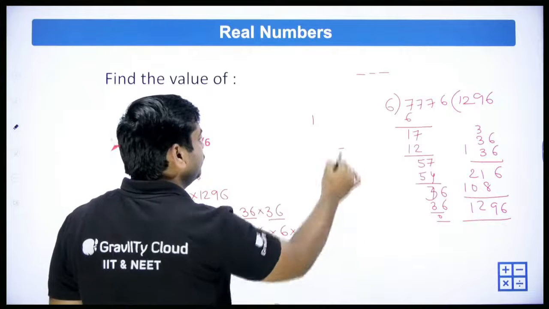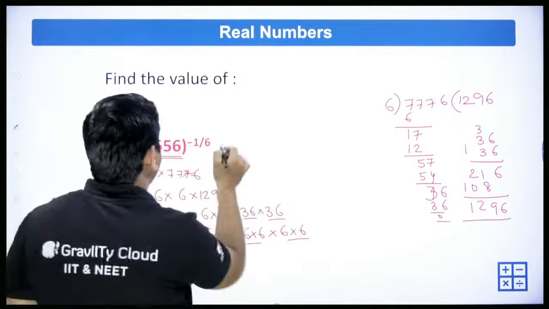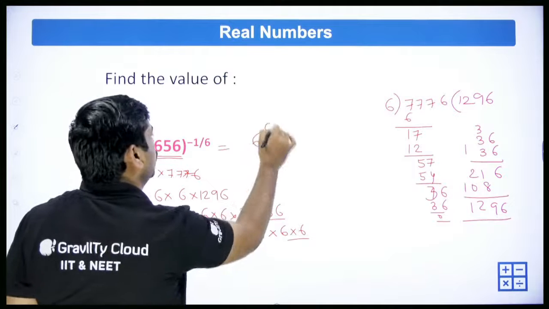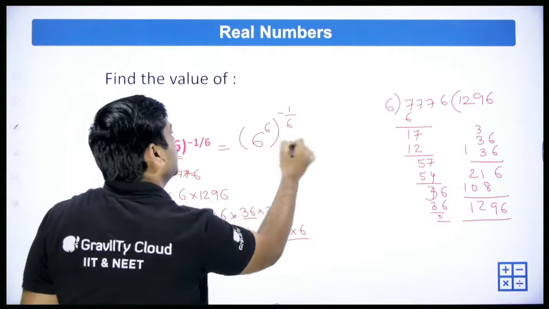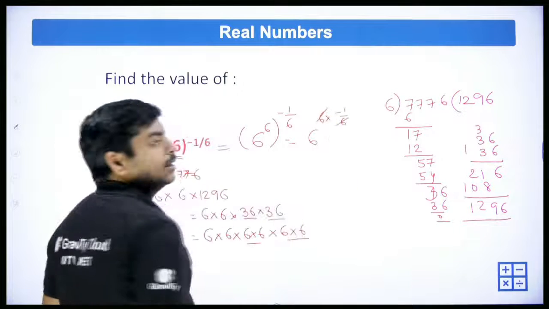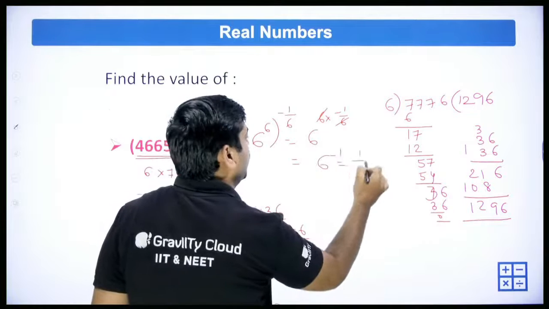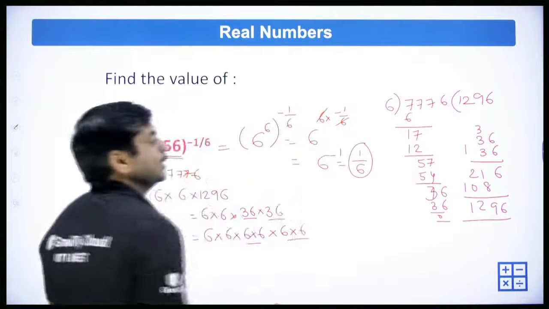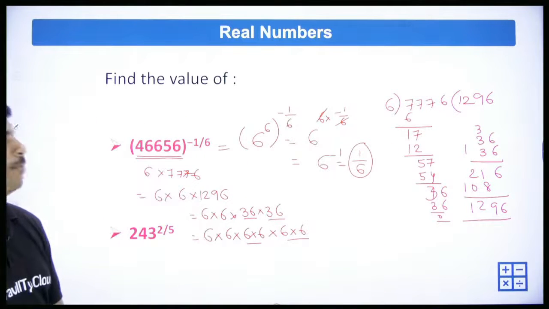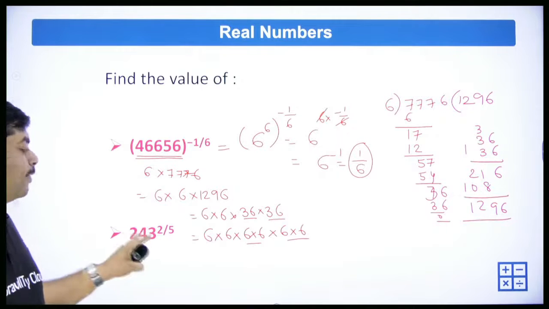Okay, so now tell me what is the final thing we are going to write here. This is equal to 6 power 6 whole power minus 1 by 6. So 6 power 6 into minus 1 by 6, these two get cancelled. We are left with 6 power minus 1, which is 1 by 6, right? In the same way, we have one more question, 243 power 2 by 5.